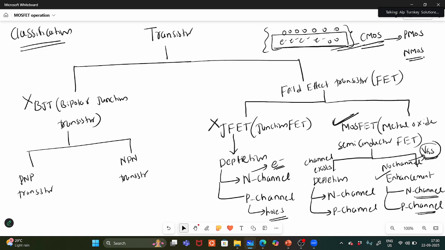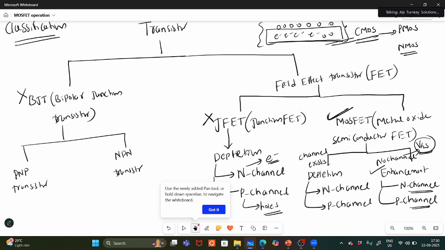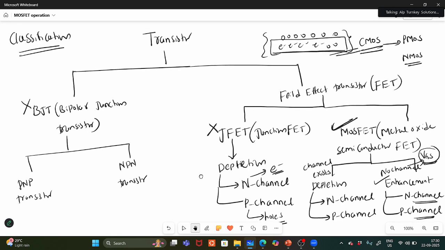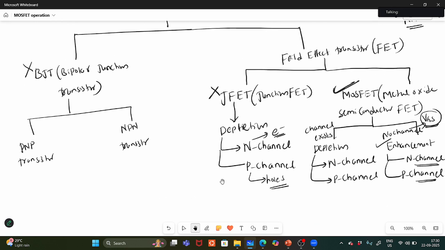So this is about the classification of transistors. Now I will tell you why we are not using JFET and why we are using only MOSFET in VLSI, that is the concept of field effect. So this is the classification. Is it fine? Did you understand? Give response so that I will move forward.